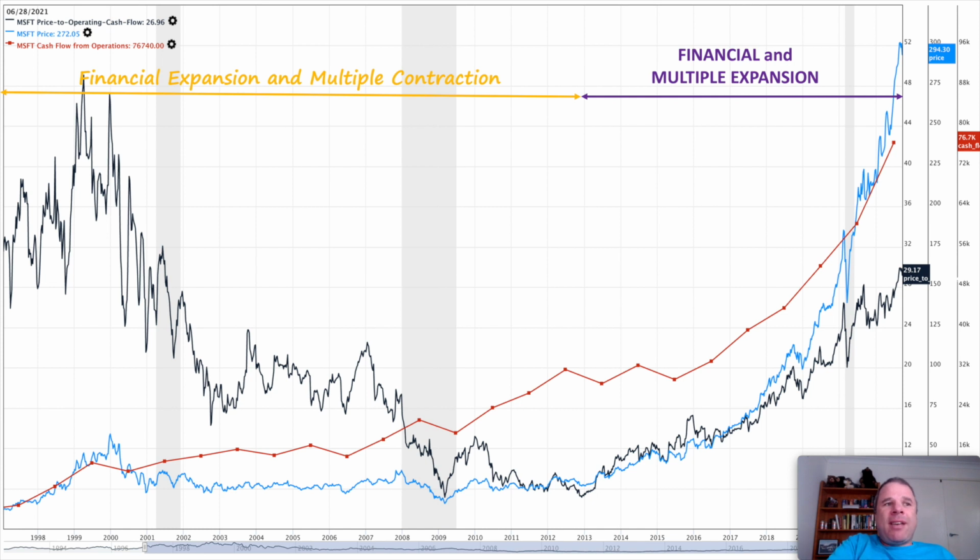So between 1997, or just around that time, I think it was about 2000, and 2013, this company experienced financial expansion and multiple contraction, and that led to the share price really not doing anything at all. And then all of a sudden in 2013, things started to change for this company. In fact, we saw financial and multiple expansion, and you can see their share price really take off over the last 3 years. And it's really been helped by an improving financial state, so the cash flows has really started to take off as well. But we've also seen a period of multiple expansion for this company. In fact, the price to operating cash flow has increased from 8 to about 30. So this company is, if you haven't figured out already, Microsoft.